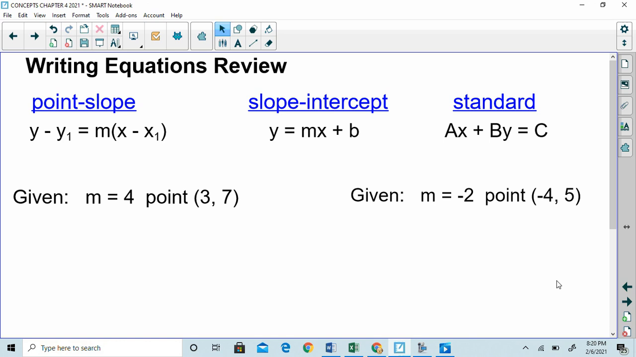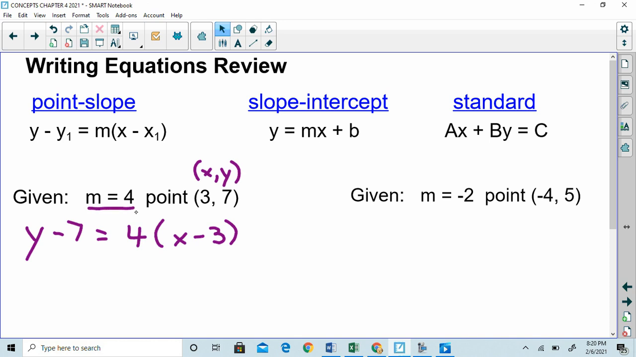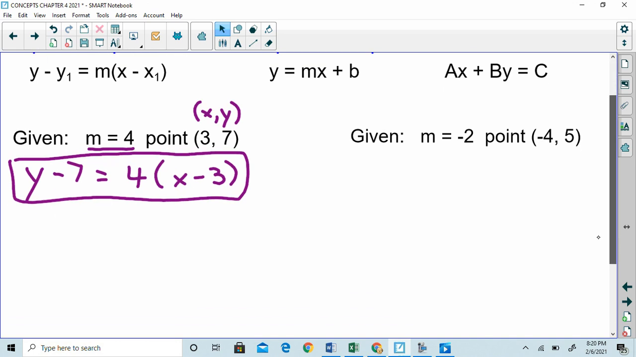We have our x1, y1, so we have y minus 7 equals 4 times x minus 3. We substituted in the x and the y and the m. Now this is point slope form. We could now take this and transform this to slope intercept.